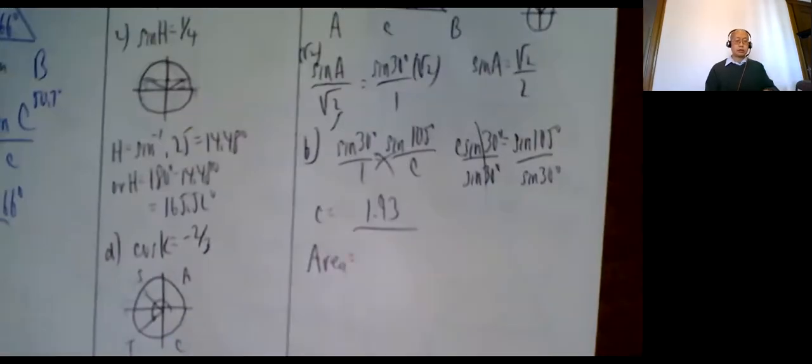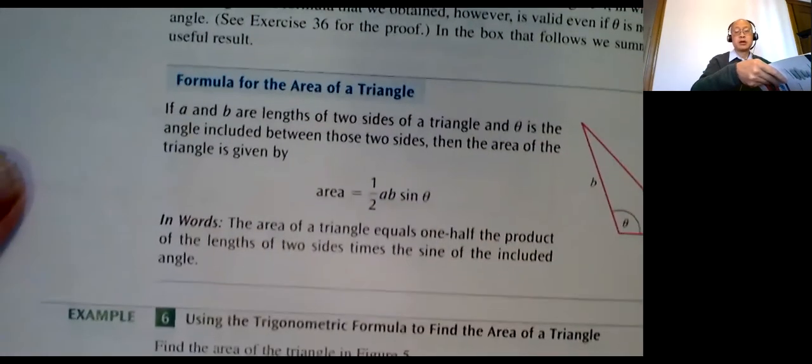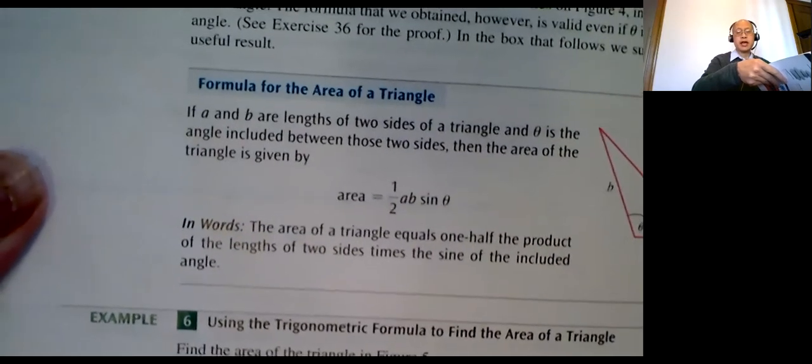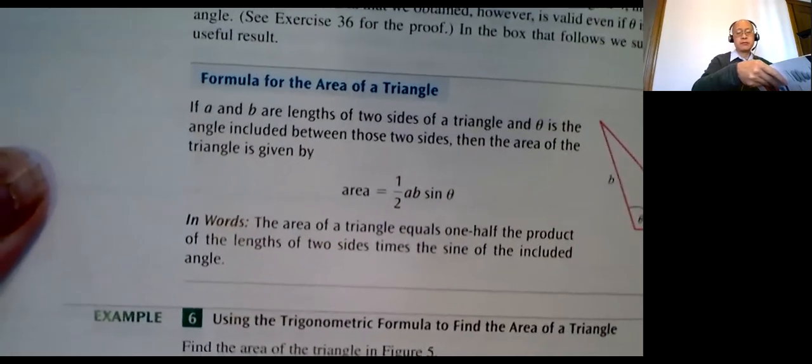Then it asks us for the area. So for the area, I have to use that formula that I used last time. There was only one problem like it, but it looks like we got more. One half AB sine of C, sine of the included angle. So let me go back and show that to you. Page 666. Area is 1/2 AB sine of theta, where theta is the angle included.